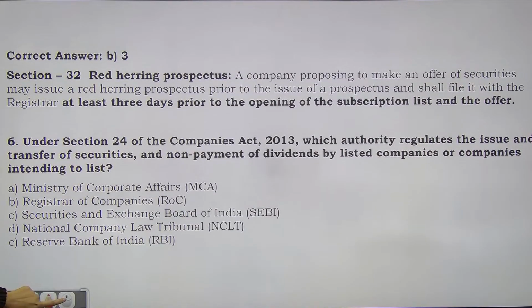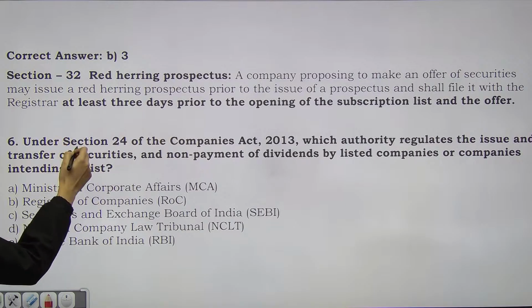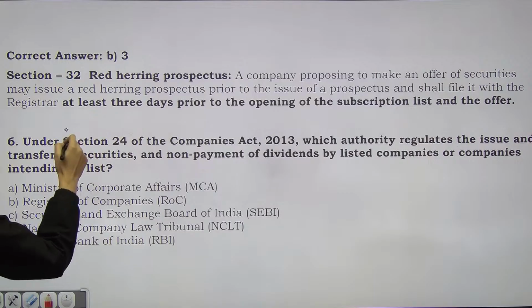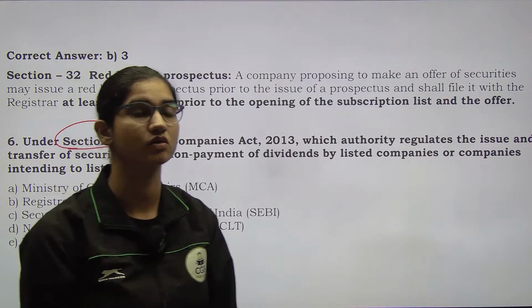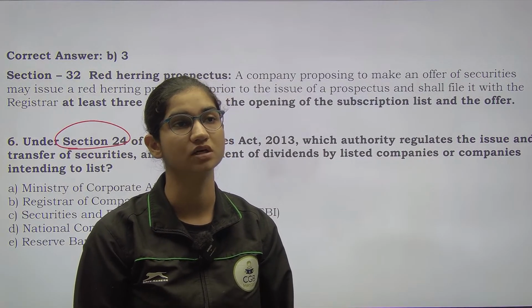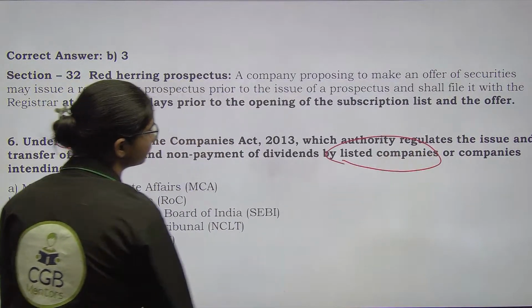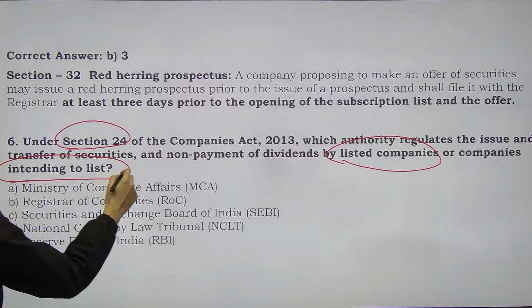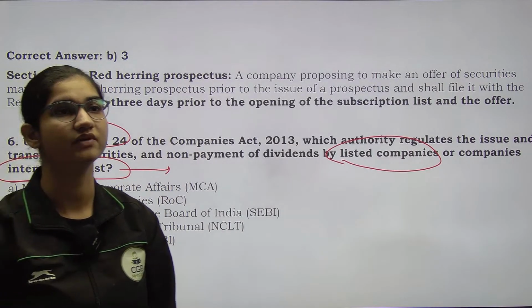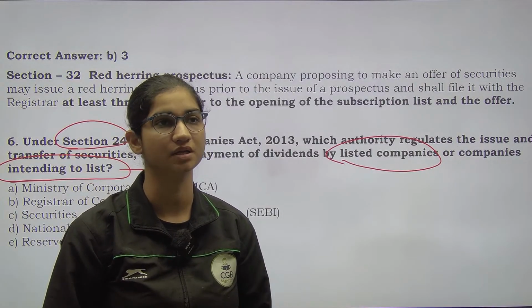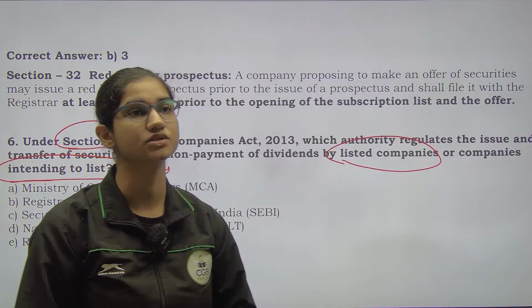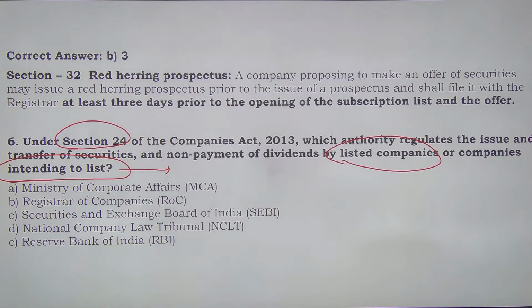So the next question is asking you about section number 24. Section number 24 tells you that the issue and transfer of securities and also the non-payment of the dividend will be governed by a particular authority. This question is asking that in case of listed companies and also companies intending to get listed, either you are already listed or you have already implemented the procedure for getting listed, then in that scenario all the issue and transfer of securities that you are doing as a company and also the non-payment of dividend will be governed by a particular authority. You have to answer what that authority is. That authority is SEBI.